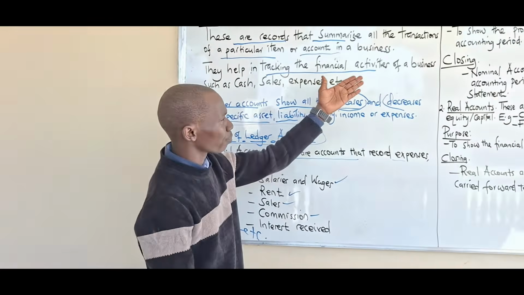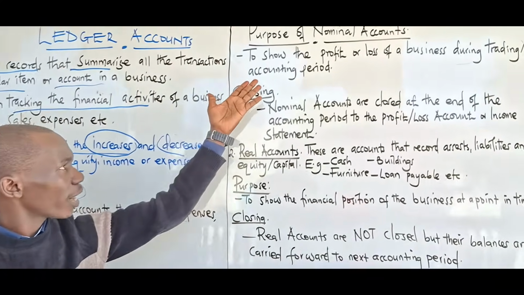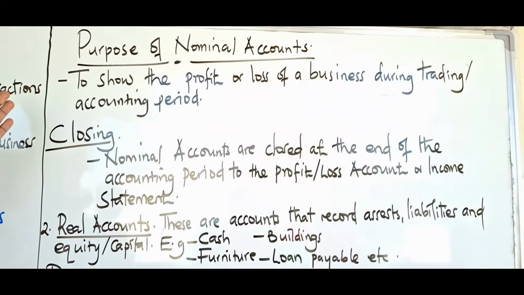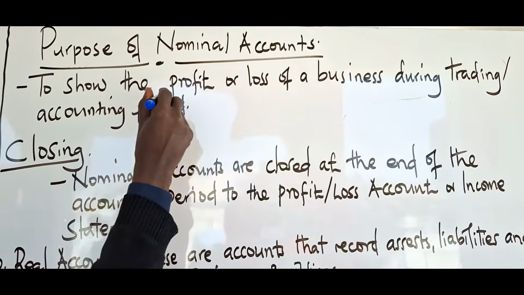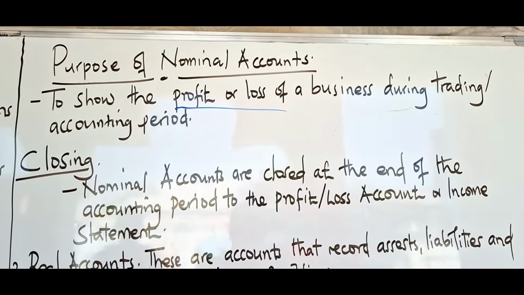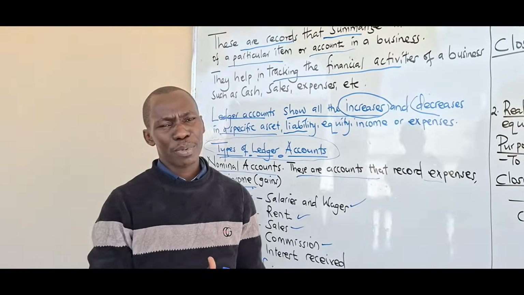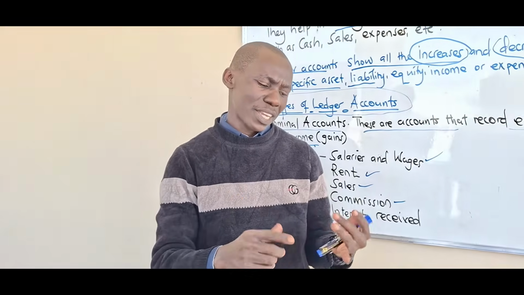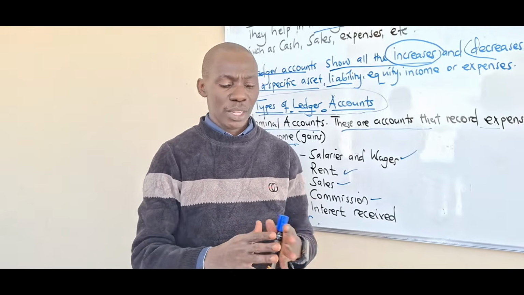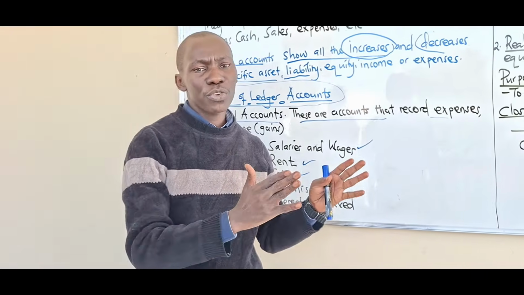We need to know the purpose of this nominal account. When we look at our nominal account, it is purposely to show the profit. We're going to show the profit or loss of a business during a given trading or accounting period. Now, how do you know the profit or loss? Of course, remember we said they are showing the revenue, that is sales. They are showing expenses. Don't forget in our income statement, we are recording revenue and expenses.